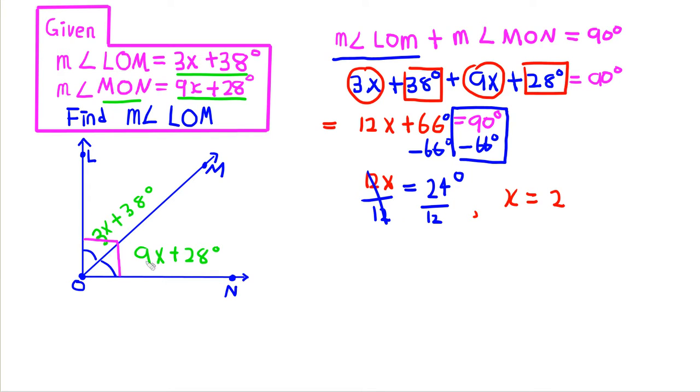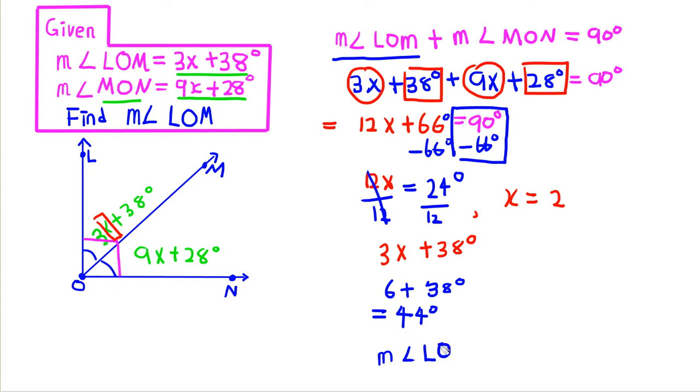But we are now finding x, and we need to input x into the original equation. So 3x plus 38 degrees, this is our original equation. If we input 2 as the x value, we're going to get 6 plus 38 degrees, and 38 plus 6 is equal to 44 degrees. So we can see that the measure of angle LOM should be equal to 44 degrees.